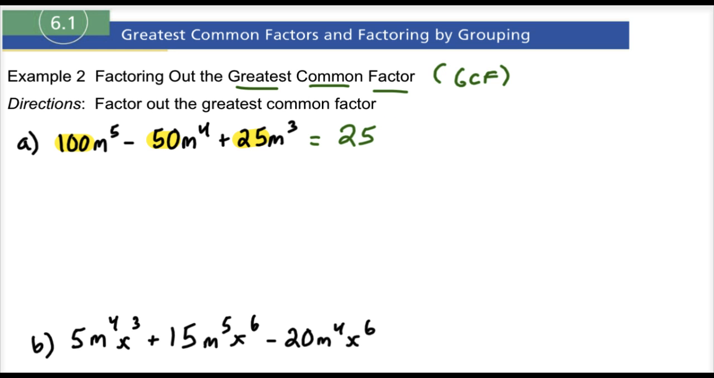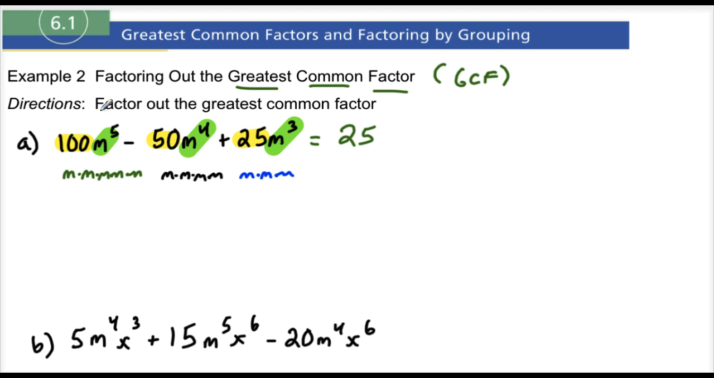Okay. Now let's look at our variables here. I have m to the power of 5, m to the power of 4, and m to the power of 3. Okay, so let's see. So m to the power of 5 means I have m times m times m times m times m. And over here I have m to the power of 4. Well, m to the power of 4 means m times m times m times m. And then m cubed means m times m times m.